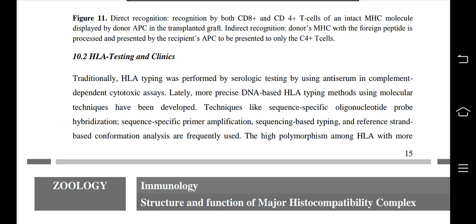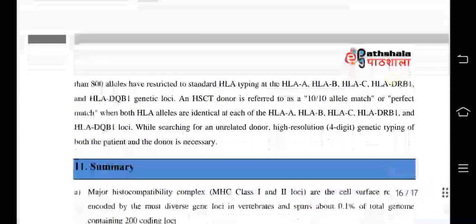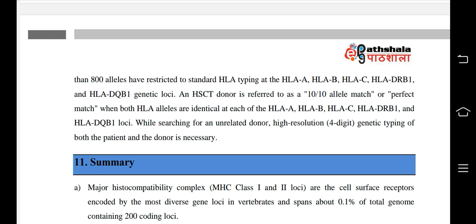The high polymorphism among HLA, with more than 800 alleles, has restricted standard HLA typing to the HLA-A, HLA-B, HLA-C, HLA-DRB1, and HLA-DQB1 genetic loci. An HSCT donor is referred to as a 10 by 10 allele match, or perfect match, when both HLA alleles are identical at each of the HLA-A, HLA-B, HLA-C, HLA-DRB1, and HLA-DQB1 loci. While searching for an unrelated donor, high resolution 4-digit genetic typing of both the patient and the donor is necessary.